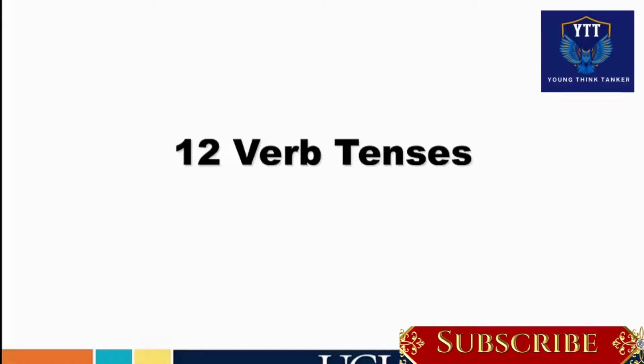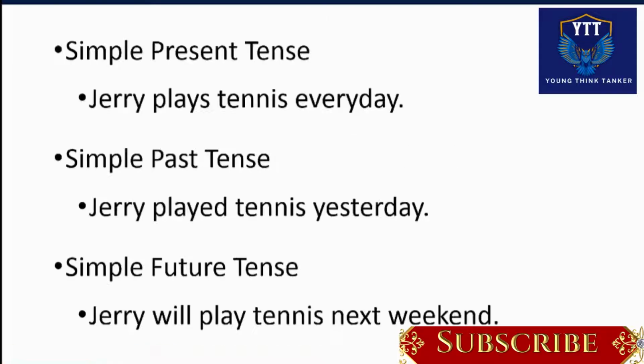Now we're going to have a quick review of the 12 verb tenses in English. You should have studied these before now, so this will be just a very quick review. First we have the simple tenses: simple present, simple past, and simple future. Simple present is used to show something that happens regularly or doesn't happen regularly. It shows habit. So Jerry plays tennis every day shows us something that he does on a regular basis.